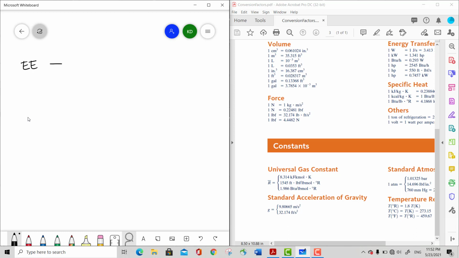Okay, so EE to SI, we'll do that one. So EE, let's say we have 100 feet per second. Okay, so real easy. And we need to get it to SI, we'll do kilometers per hour. So what we're going to do is start off with our 100 feet per second.